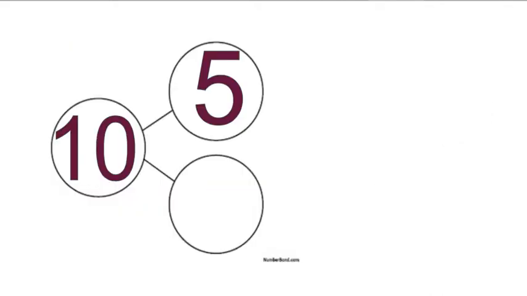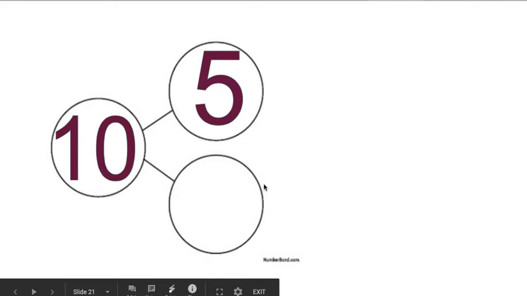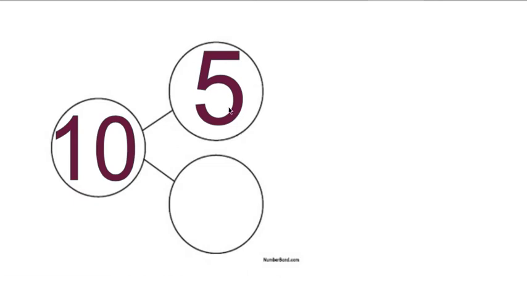All right, friends. So let's go ahead and move on. So you won't always have pictures. I think it's a little bit easier when you actually have the numbers and you can see it. But you have to remember what these are. So these here, this five and this blank one, are the parts, and this is the whole. So 5 plus something equals 10. 5 plus something equals 10. What is this missing number? Try to figure it out.